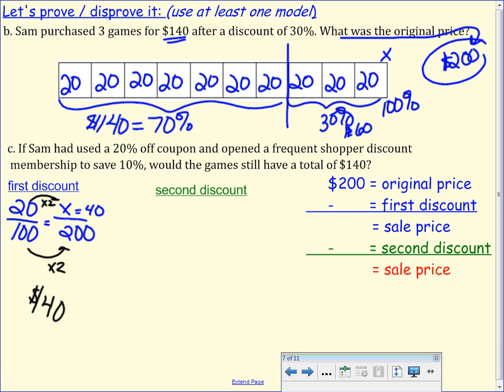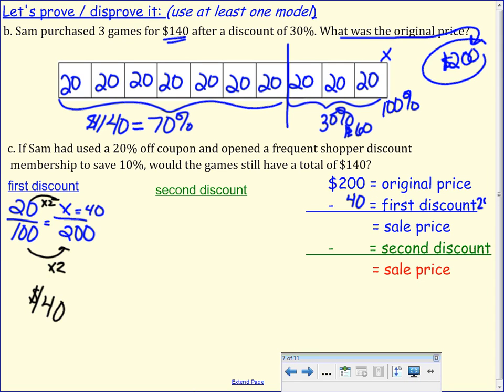So let's see what the price is. So I'm going to come over here. If $200 was my original price, minus the $40, because that was my 20% discount, what did the video games cost me? Right, so now the new cost is $160. Woohoo, pretty good. But I'm not done. Now they're going to take off another 10%.